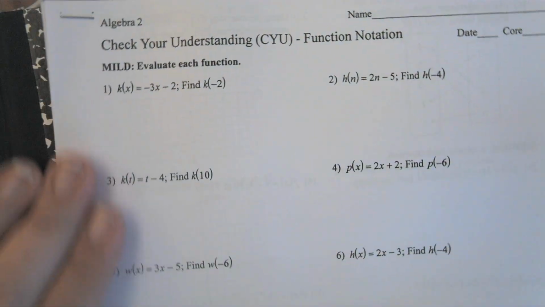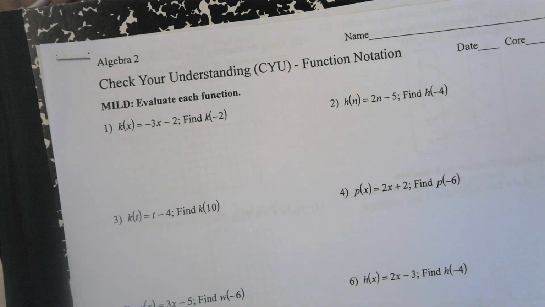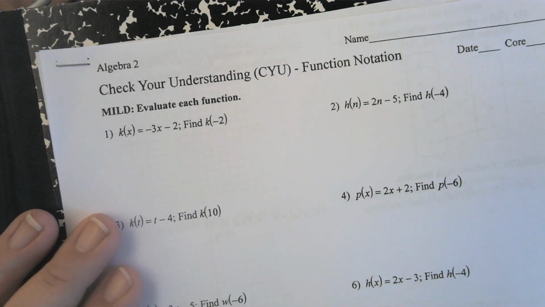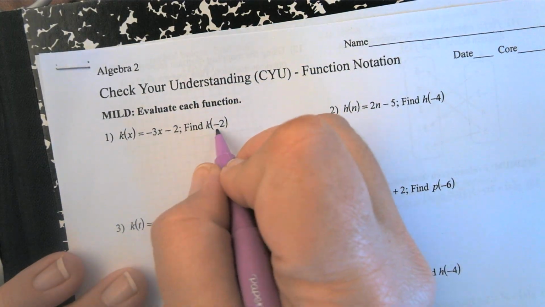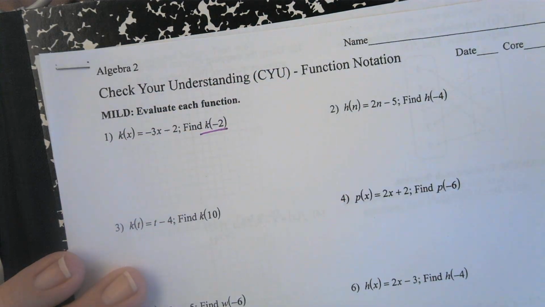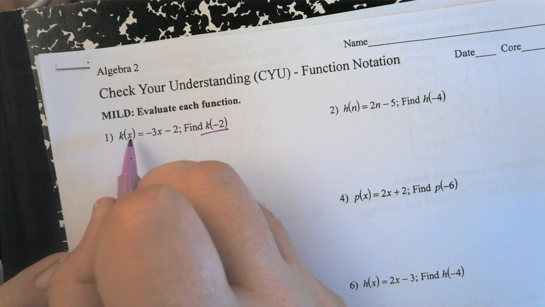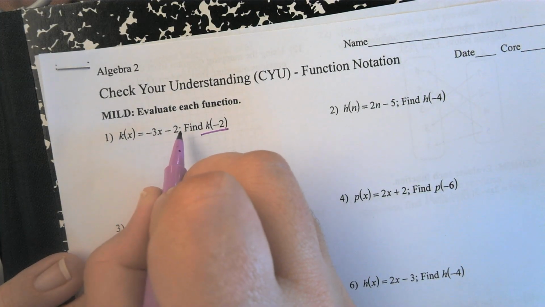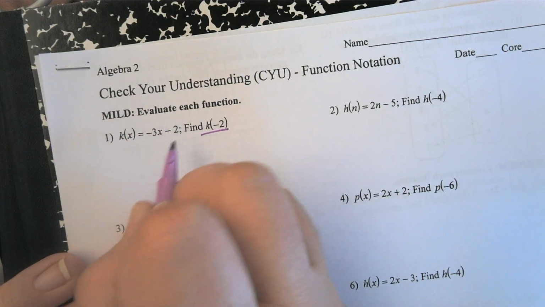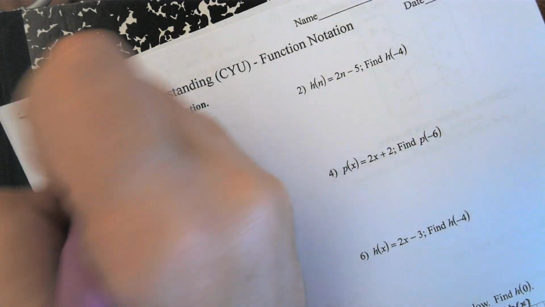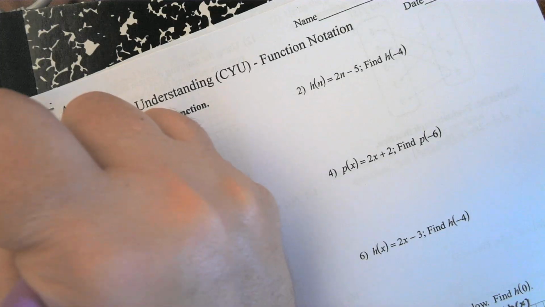If you want to get started with the first one here, just hang on for about 30 more seconds. I'll get you set up here. This first one, what you're trying to find is k of -2. Here's your function, k of x. So what we're going to do is replace all the x's in here with a -2, and then figure out what it works out to. So this is how I would set up the first one. And you're going to need to show your work.